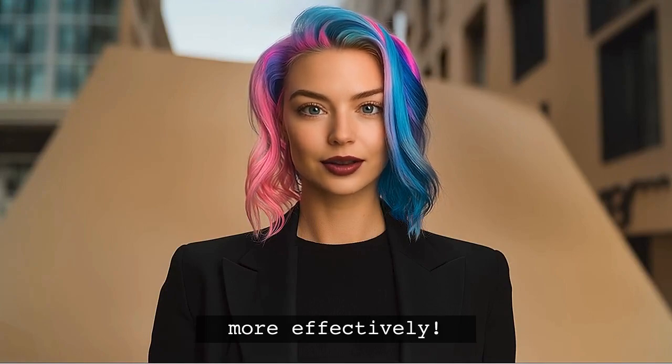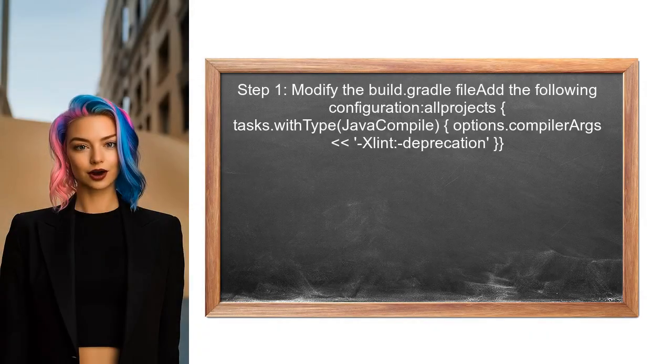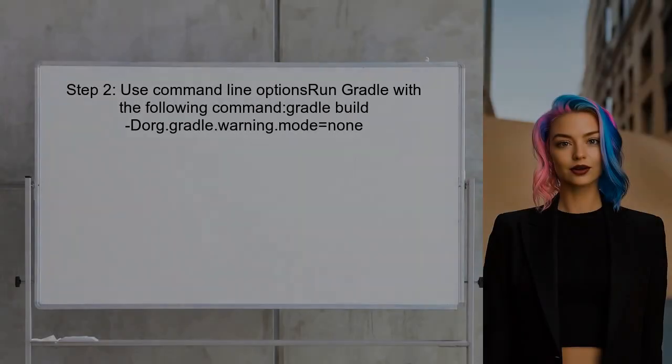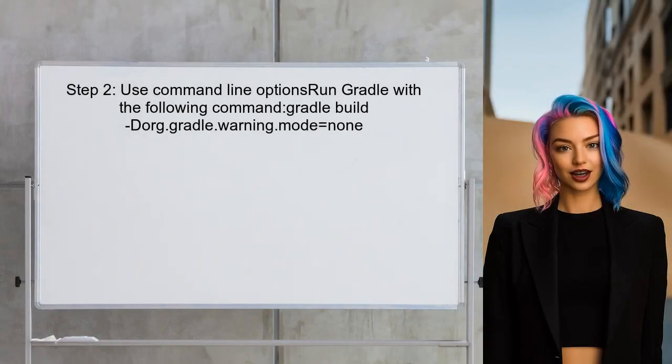Gradle projects more effectively. To suppress Gradle deprecation warnings, the user should start by adding a specific configuration to their Gradle build file. This involves modifying the build.gradle file. Next, the user should consider using the Gradle command line option to suppress warnings during the build process. This can be done by adding a flag when running Gradle.